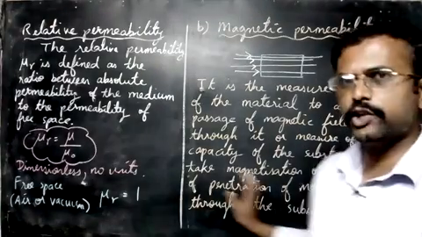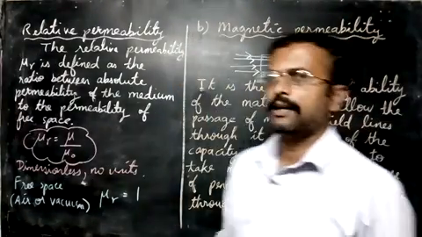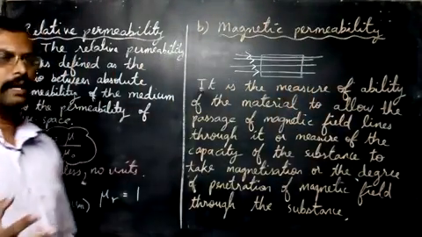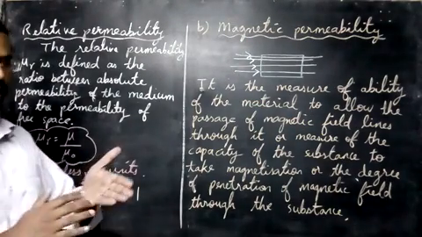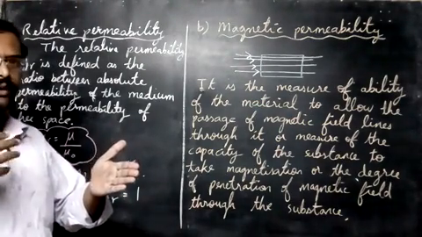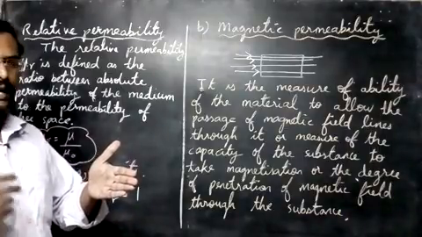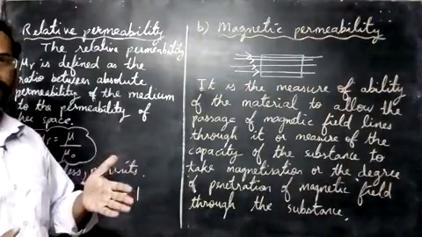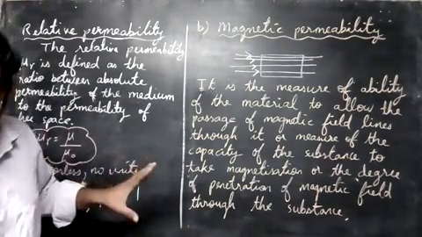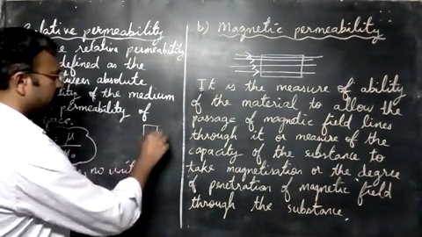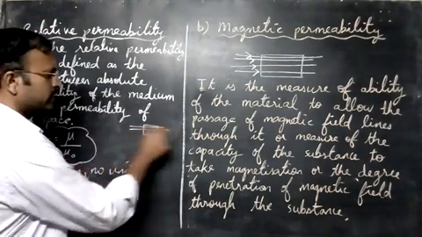Now let us see the continuation of this topic. Here, let's see relative permeability. That means we compare how much the magnetic field goes through a material to that of the magnetic field going in vacuum. Suppose we have a material. Let's imagine this is a material here. Some magnetic field is going inside.